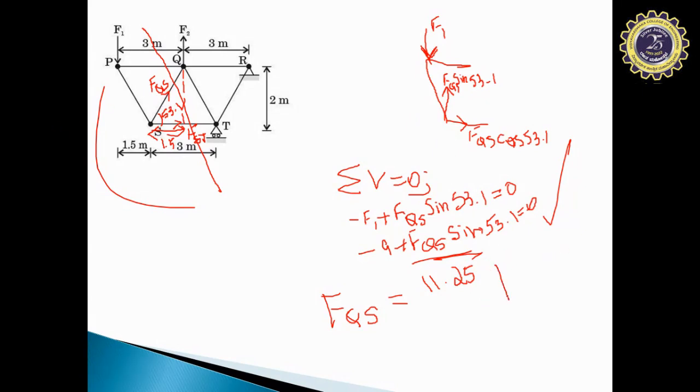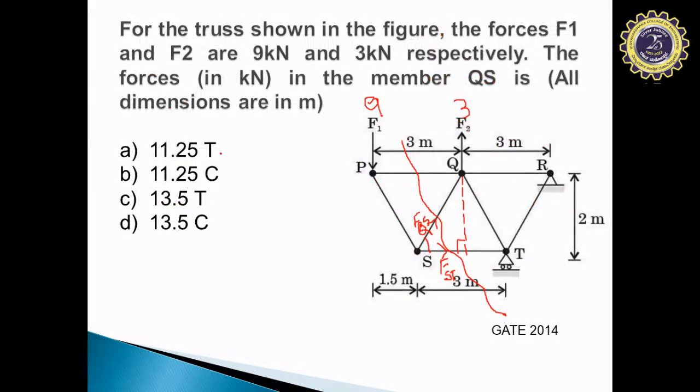tensile in nature. Yes or no? Tensile in nature. If you had assumed it to be a compressive force, you would have got minus 11.25, which is nothing but the assumed direction is wrong, and it should have been tensile. Since we have assumed tensile, it has come out to be true. So the option for this particular answer is 11.25 tensile.